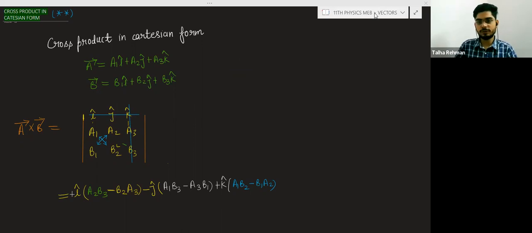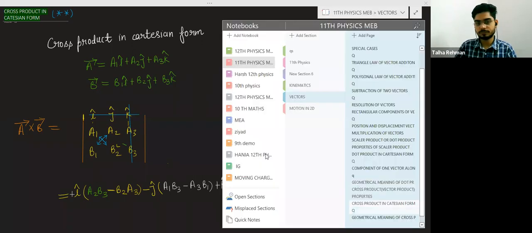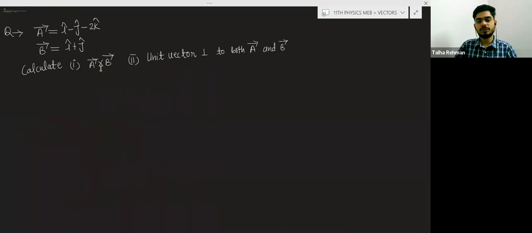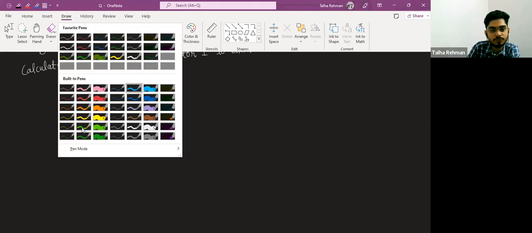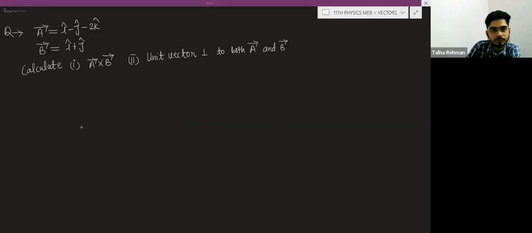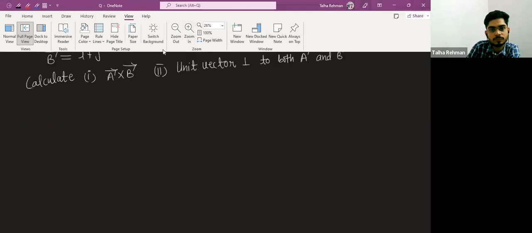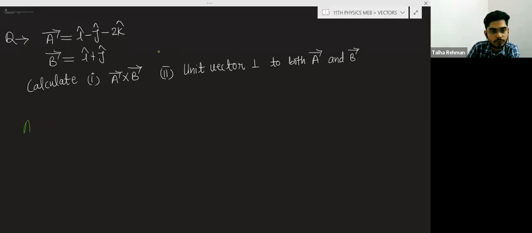Okay, we'll solve one question. So this is the question. It's a very easy question. A vector is given, B vector is given. First we will calculate A cross B, then we will discuss this. Very simple. Same thing we have to do. So you will write A vector cross B vector.